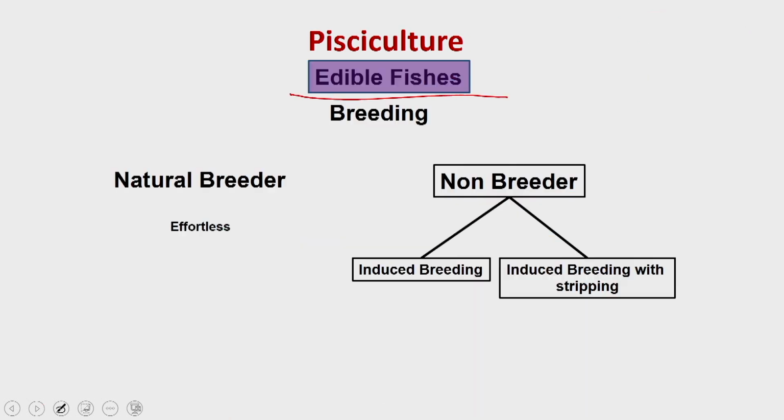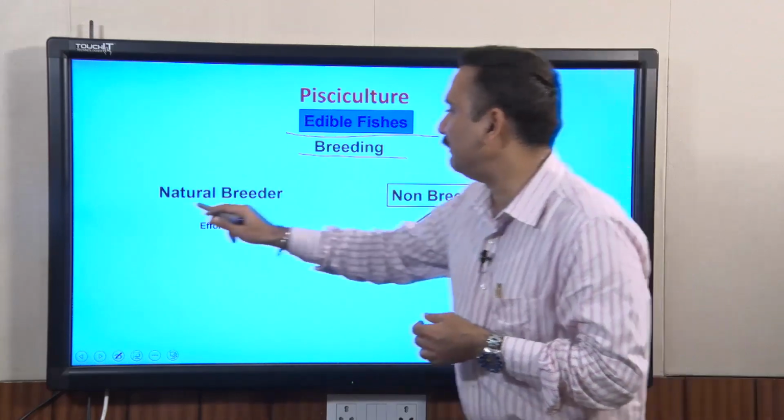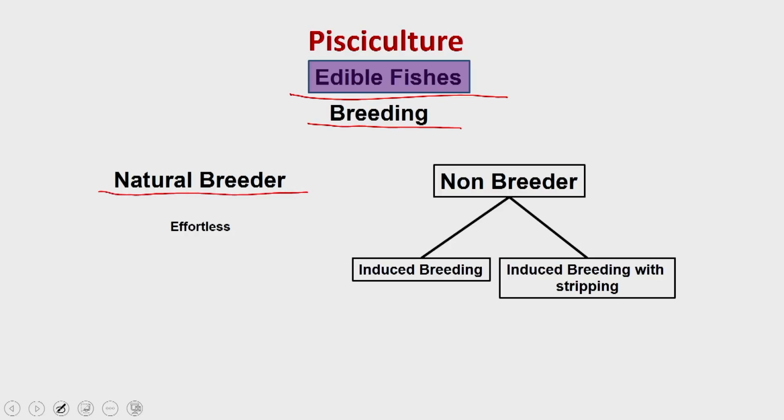Now, coming back to the edible fishes. In the edible fishes, as far as breeding is concerned, you have 3 different types of fishes. You have the natural breeders. These are fishes which are very easy to breed, and those are called the natural breeders.